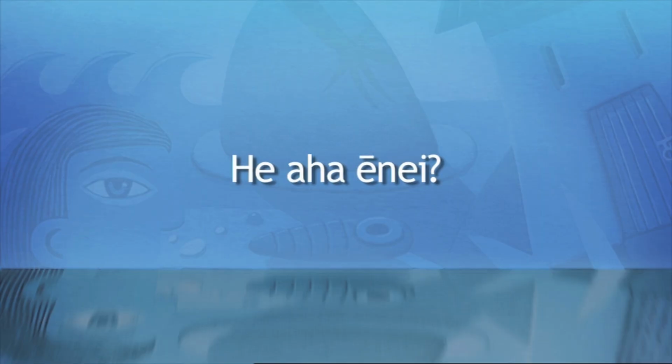Let's look at how to ask about more than one item. To say, what are these, you would say, he aha enei. Enei means these and indicates that the item is near the speaker. He aha enei.